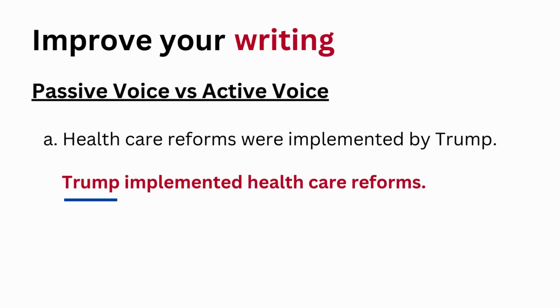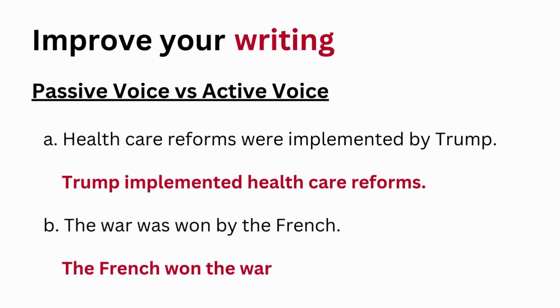If you can, structure your sentence with the subject first, followed by the verb, and then the object. This is much stronger and clearer than using the passive voice. So here's another example of this. If I were writing in the passive voice, I would say, the war was won by the French. Here we have a form of the be verb, won, which is the past participle of win, followed by the key word by, and then the French.